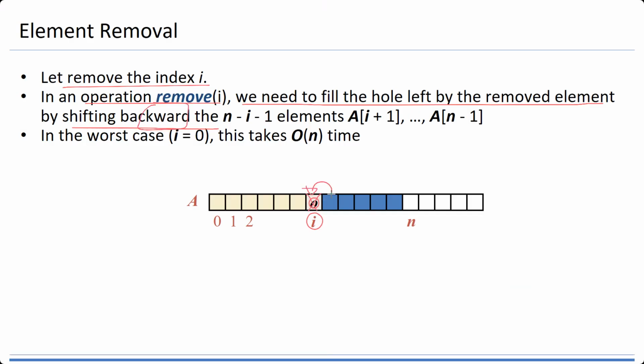If we shift the next element to this part, then we need to shift the next element to this one, and the next element here, and the next element here. And in the worst case, if we are removing index 0, it means it will take O(n) time.